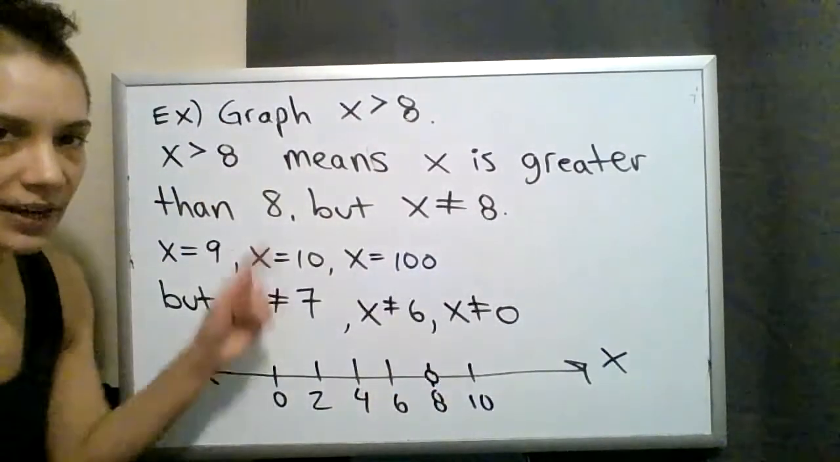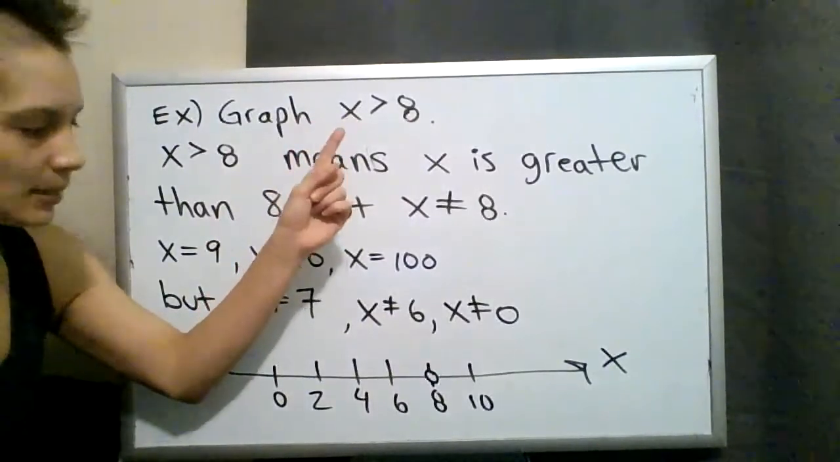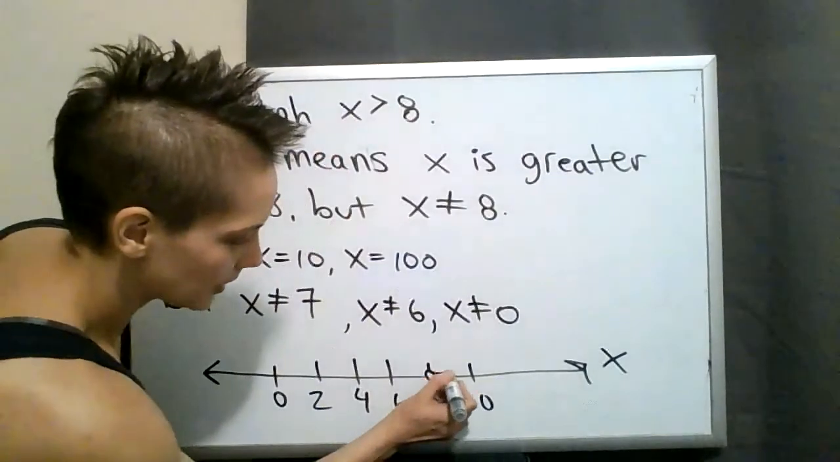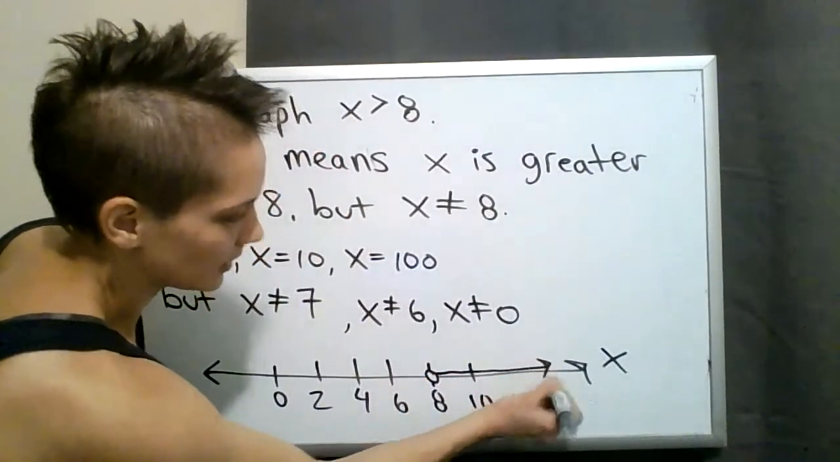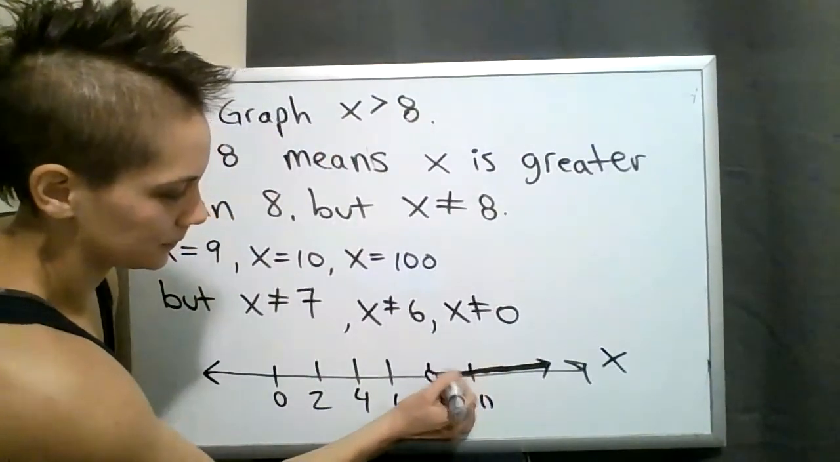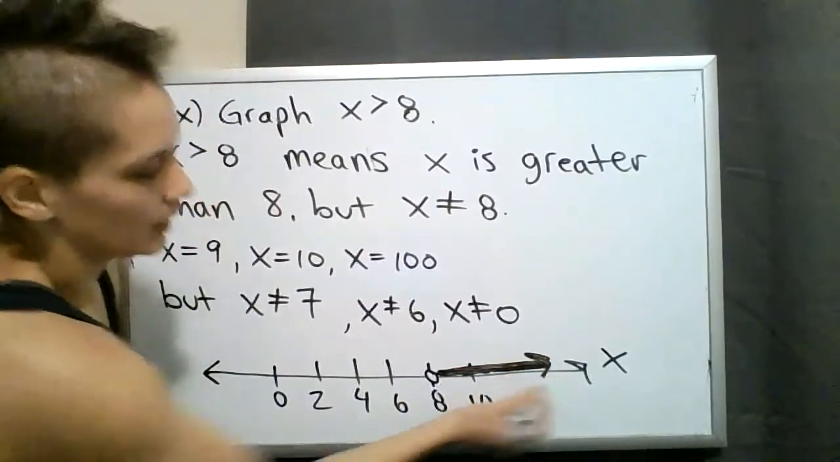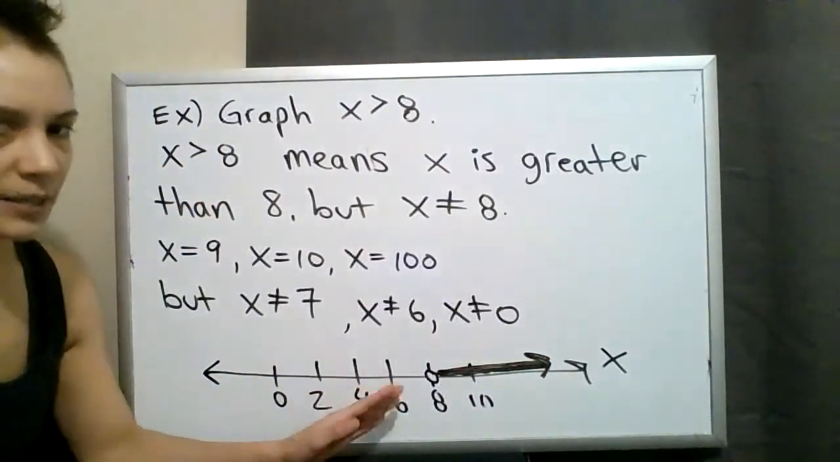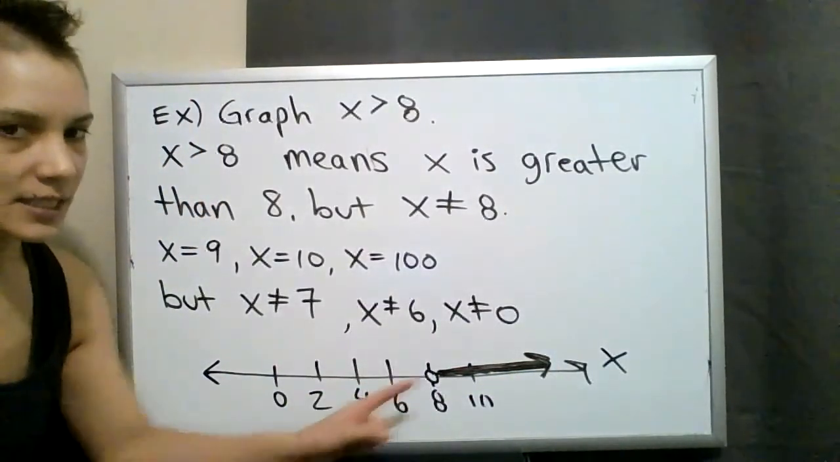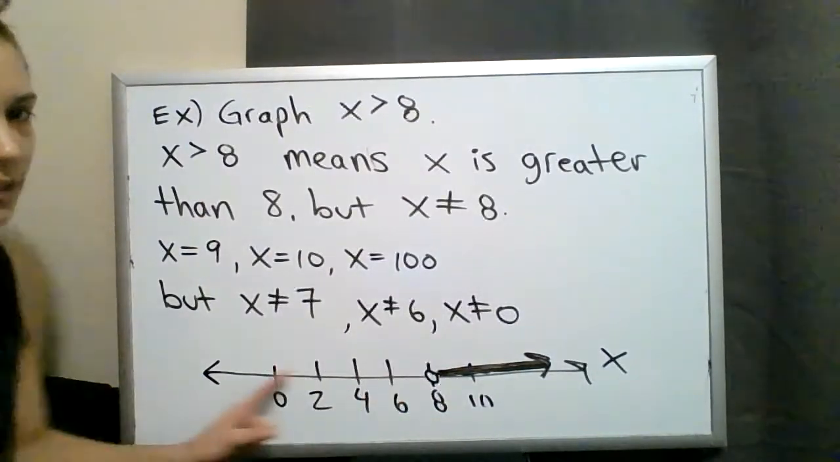And use values that make this true. So 9, 10, 11, those make the statement true. All the numbers this way. And don't shade over values that make the statement false. 6 is not greater than 8, so we're not going to include 6 or any of these values.